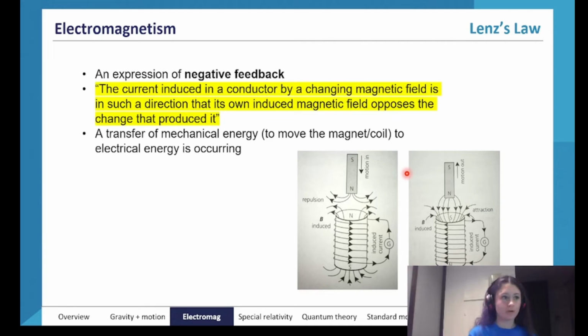So because of that, the direction of the current between these two images is going to change because now it wants to keep the magnet in there. So now this end is going to be the south because the direction of the current has changed. And it's going to pull the magnet back in.